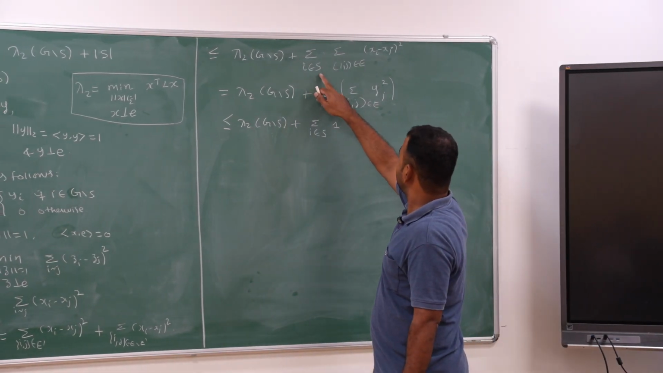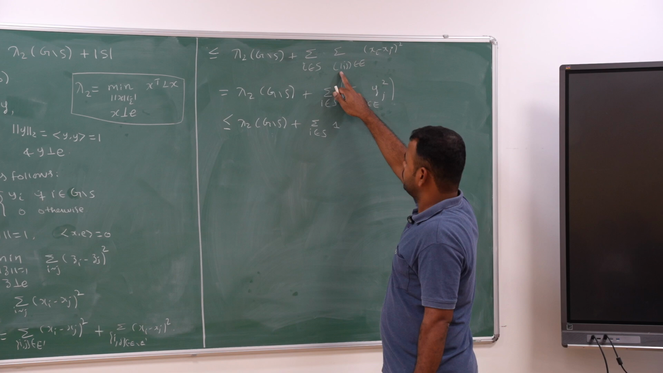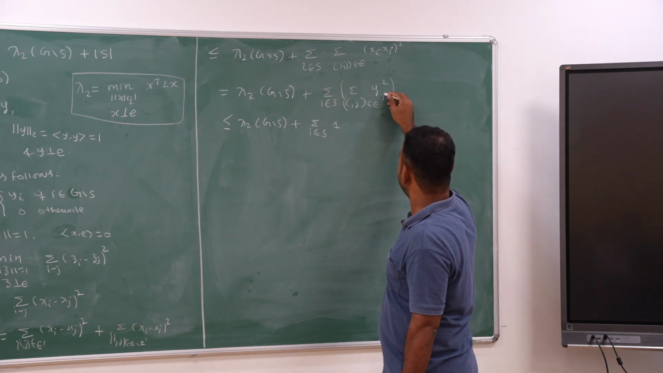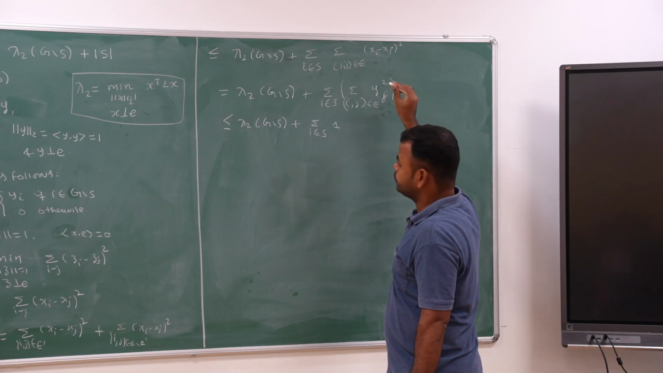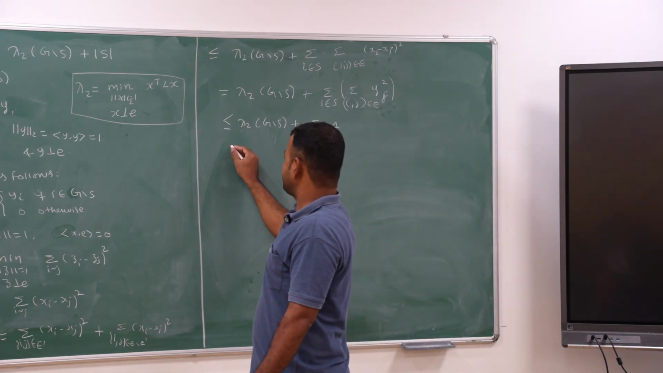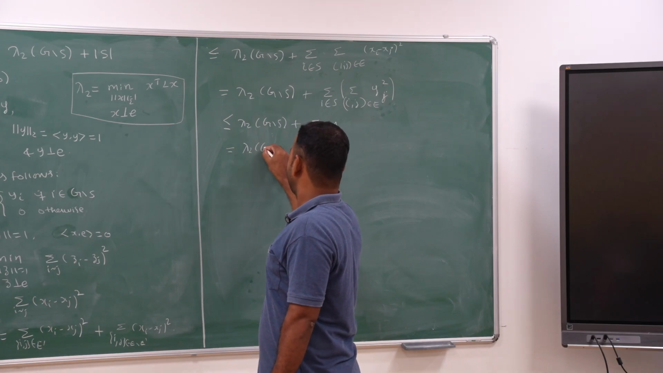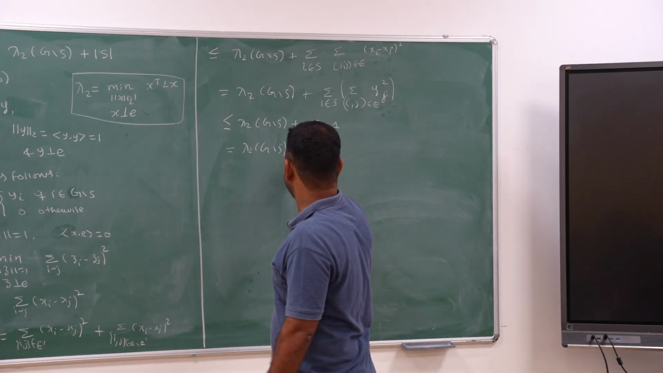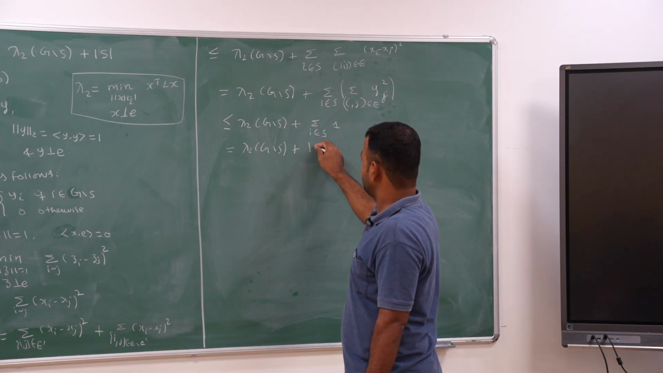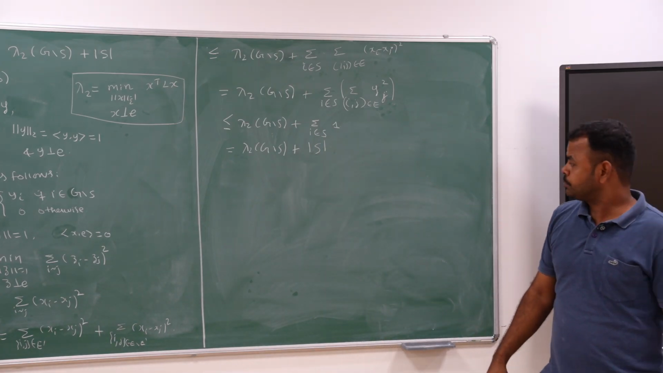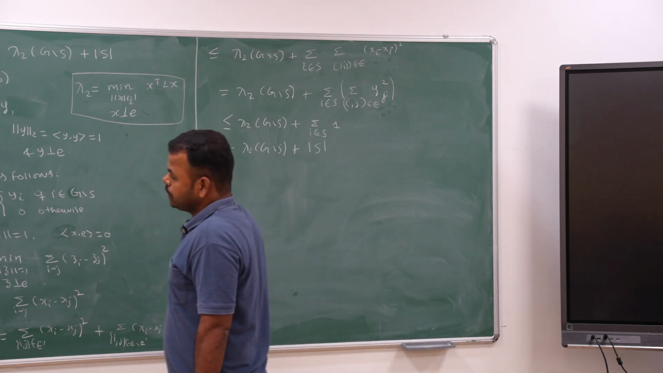So it belongs to S. So I'm writing here Yj square. Yeah, correct. Okay. This is the same as lambda 2 of G minus S. Lambda 2 of G is less than or equal to lambda 2 of G minus S plus the number of elements in S. Okay. Are we done?